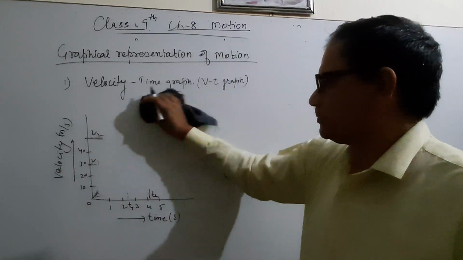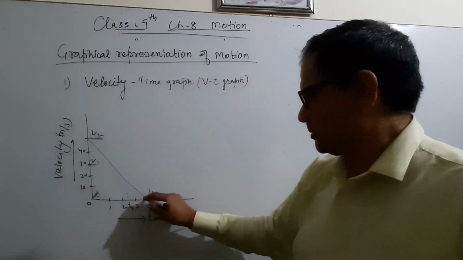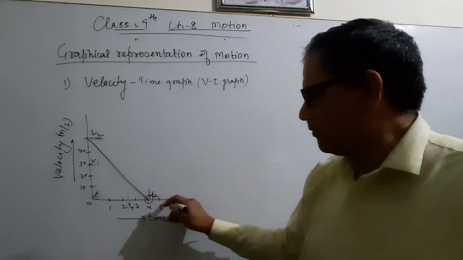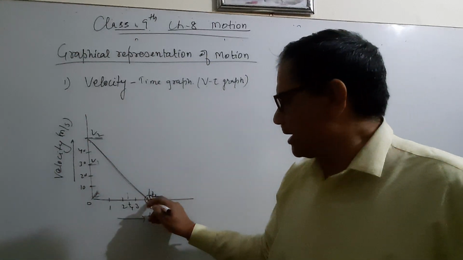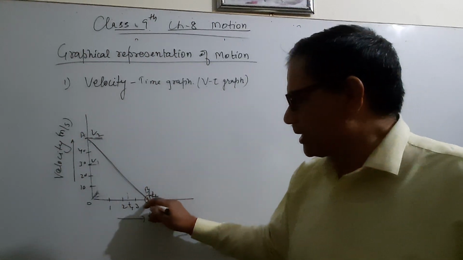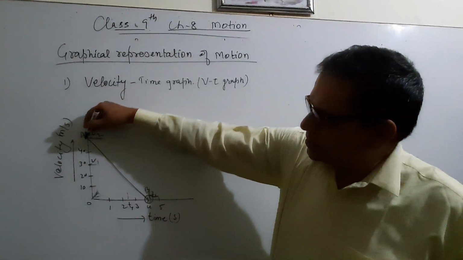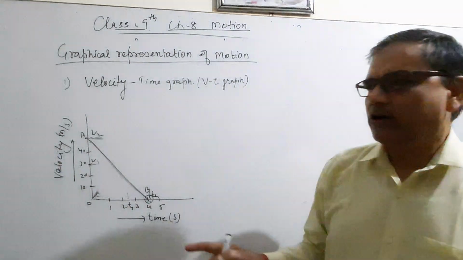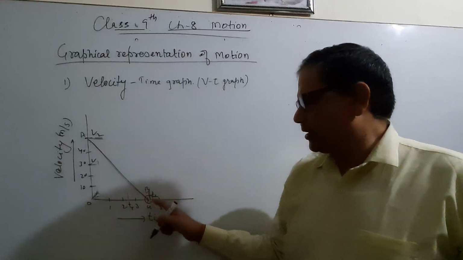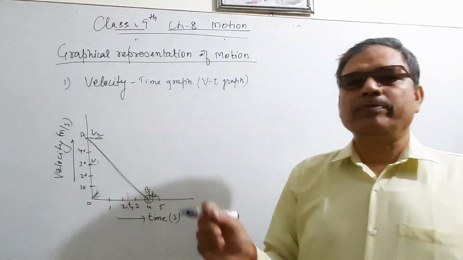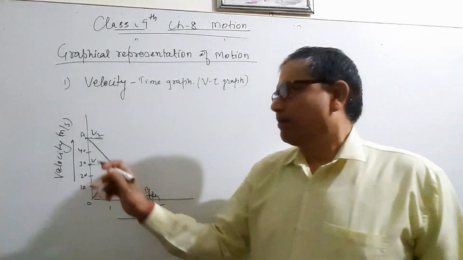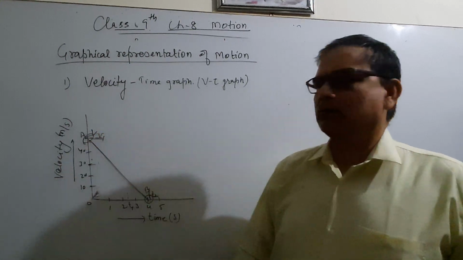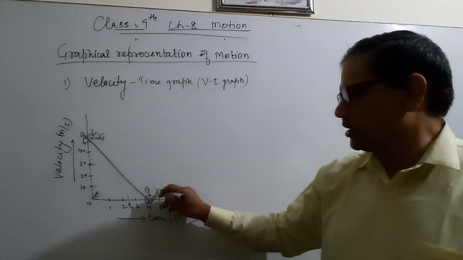Now, if the graph is like this, here is T, and the graph intersects the T axis at B, then the object is at rest now. It means here is its initial velocity U, and it reaches B, meaning its final velocity is 0. If in a VT graph the graph intersects the x-axis, its velocity will be 0. The object starts from point A with velocity V1 and reaches B with velocity V2.